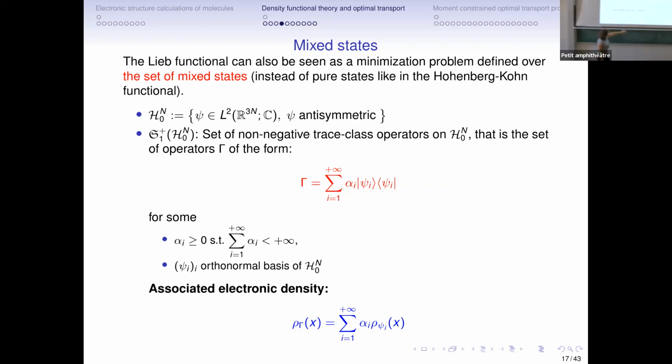The way to construct the electronic density associated to such an operator is by computing it as the sum of alpha i, the eigenvalues of the operator, times the electronic density of psi i, the eigenfunctions of the operator associated to the eigenvalue alpha i. So if you consider such a set of operators, it's kind of a generalization of the state of the electrons, and you can still associate an electronic density.